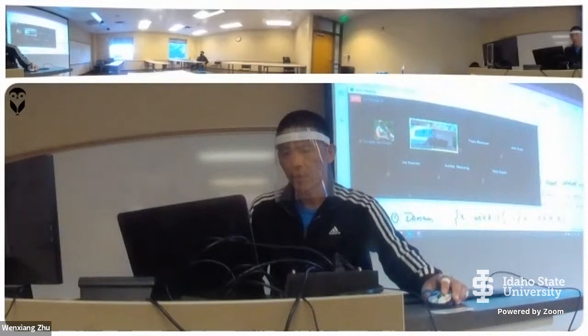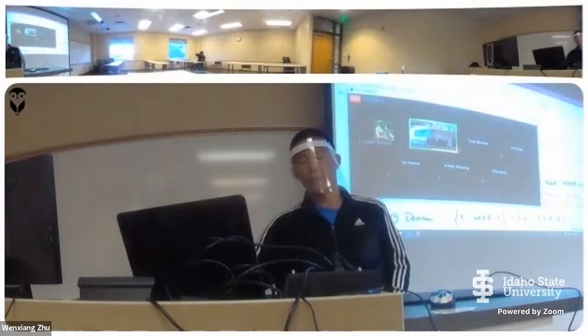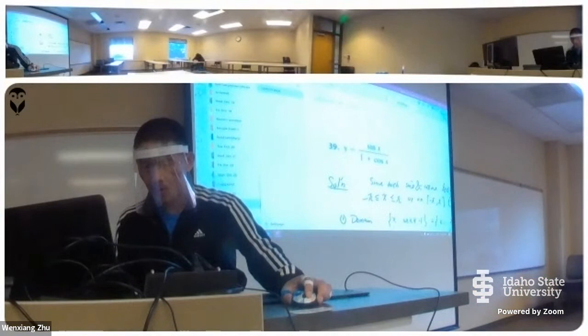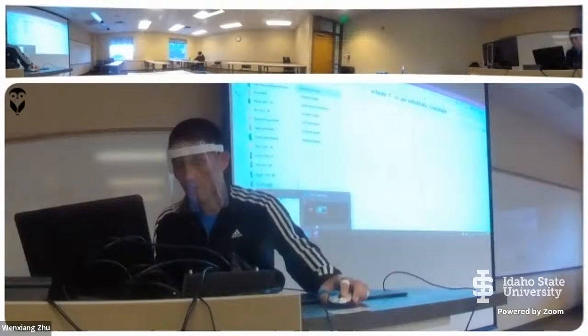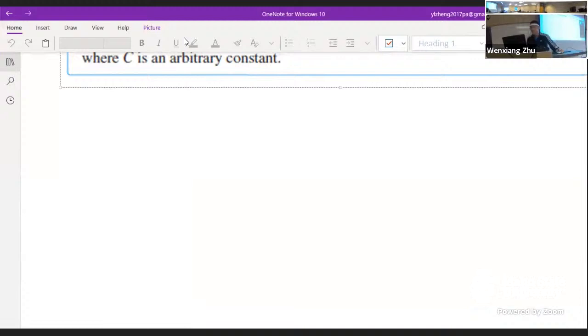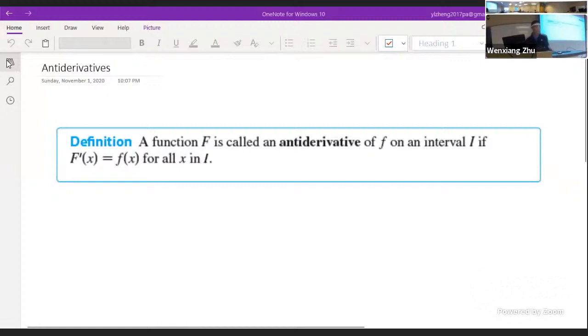And we will try to talk about the last section in this chapter, 4.9, antiderivatives. So let me share my notes with you first. The whole section is about the antiderivatives. This section is really important. I think it's very important for the next chapter. So you have to know the concept pretty well, and then you know how to do the antiderivatives once you are given a function. This will help you to succeed in chapter 5.